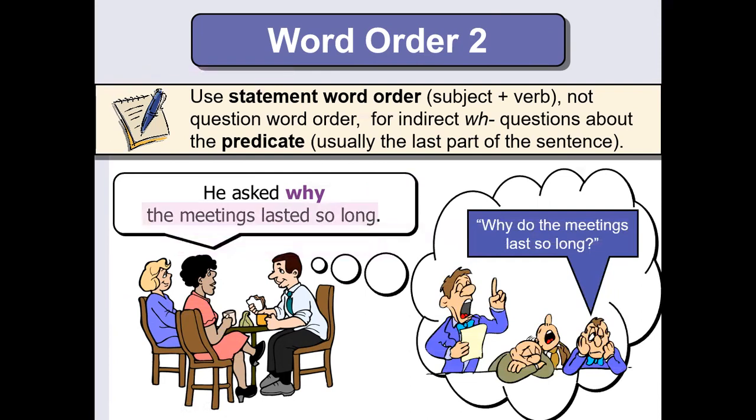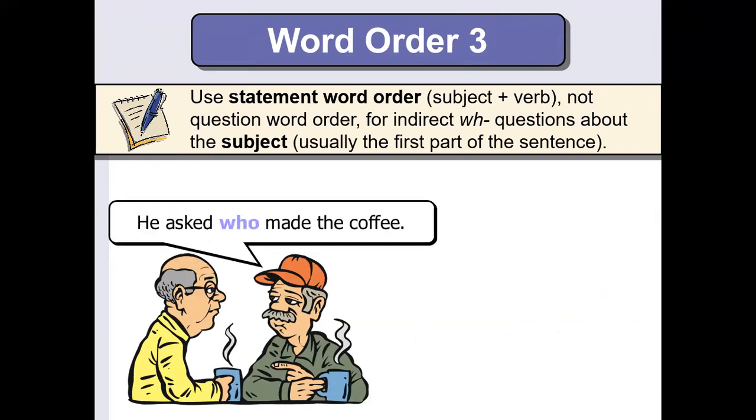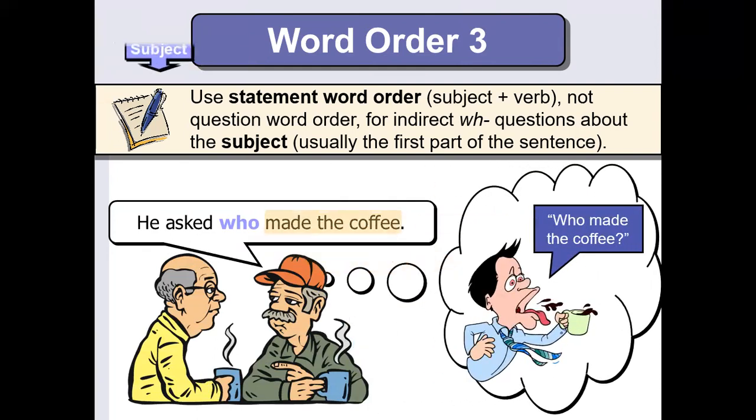In that case, it's part of this. Why do the meetings last so long? The other one is the statement order. In this case, the same, right? But he asked who made the coffee, and the question can be who made the coffee, right?